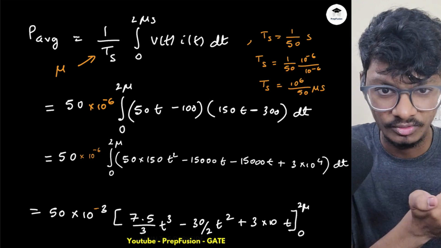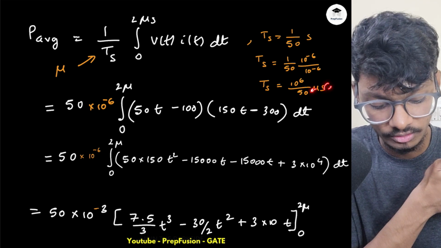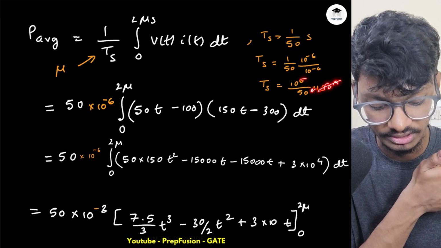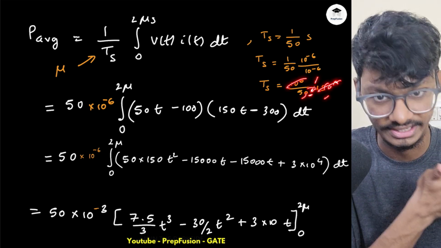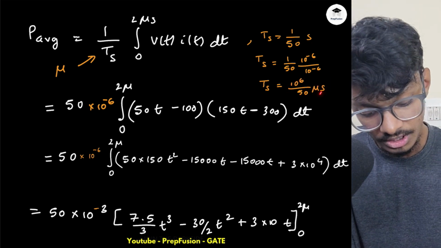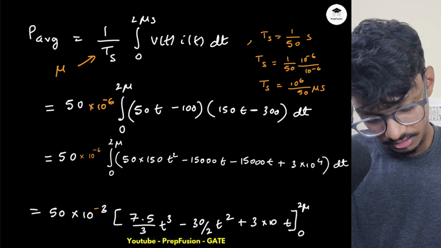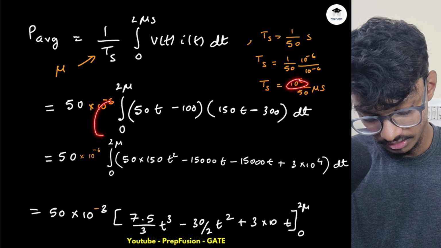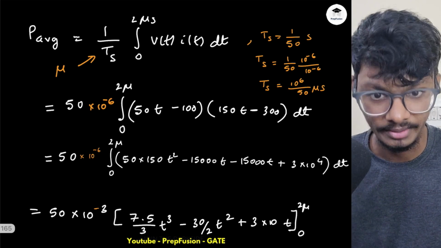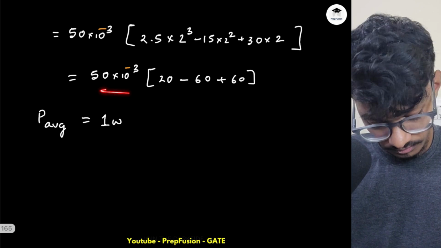In simple words, if I want to write this in micro, this micro gets converted into 10 raised to the power minus 6. This 10 raised to the power minus 6 will get cancelled and I will be left with 1 by 50 seconds, which I was starting from. So Ts is this. So I will write 1 by Ts. This will be 50 divided by 10 raised to the power 6. If I take this at the top, this will be 10 raised to the power minus 6. Now I do simple integration and my answer comes out to be 1 watt.